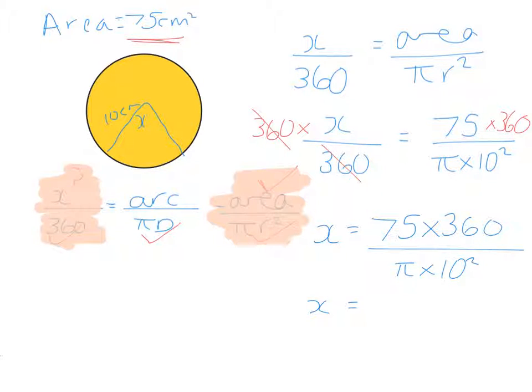Doing that in our calculator, we need to be very, very careful that we put this bottom line in a bracket. If we don't, it's likely that the calculator is going to put the wrong emphasis on one of the calculations, so it's going to lead to a mistake. So if we were to do 75 times 360 divided by pi times 10 squared, that should come out to 85.94. And to one decimal place, that will be 85.9 degrees.